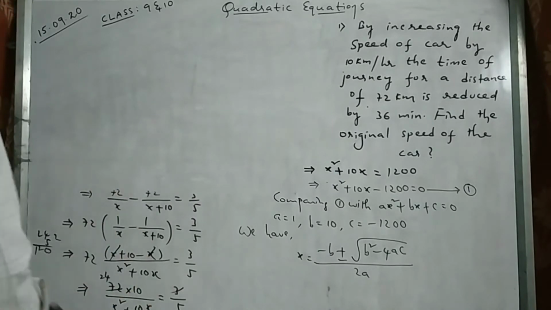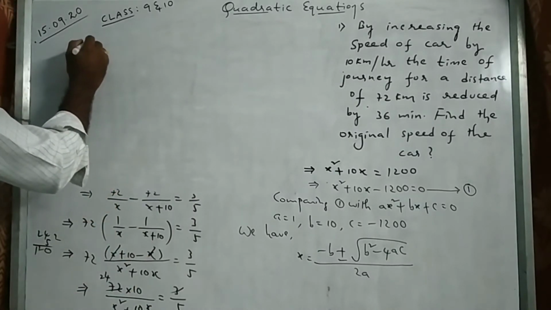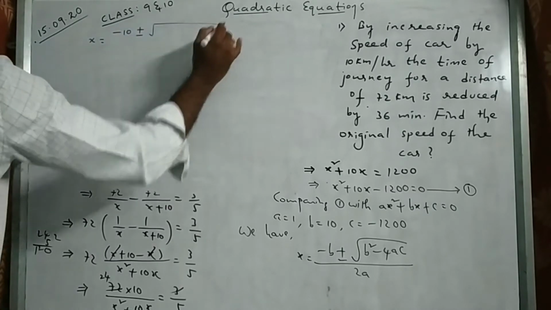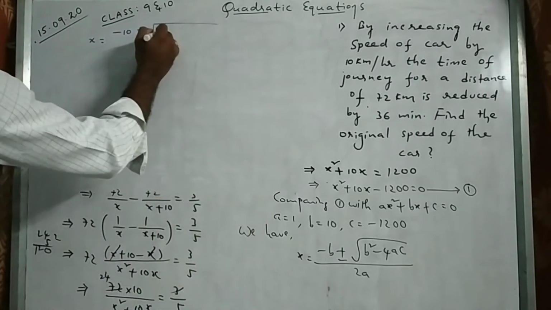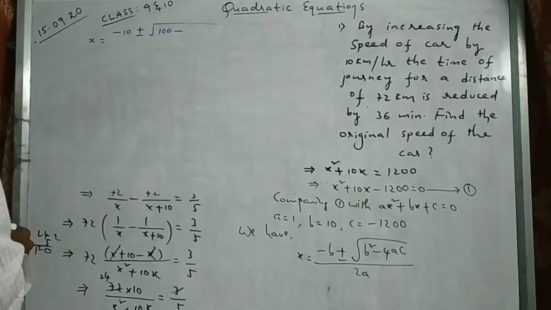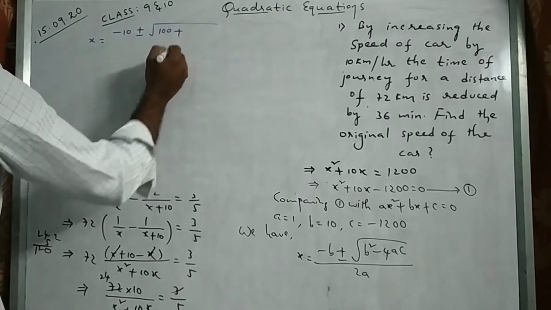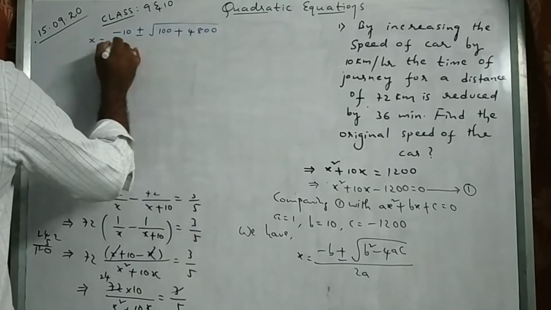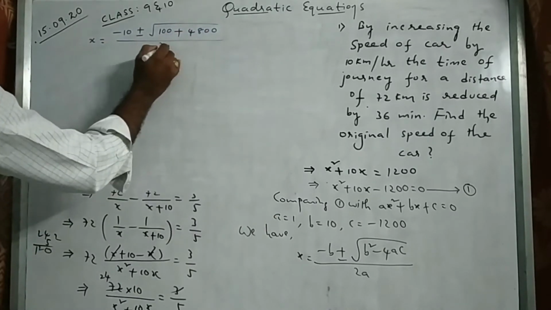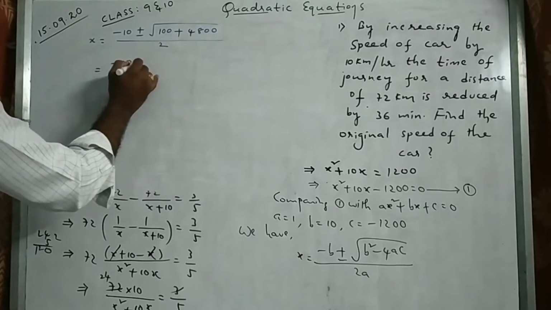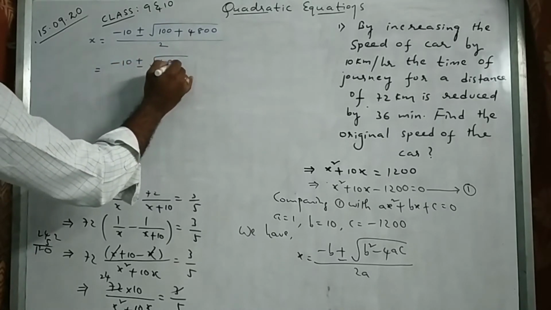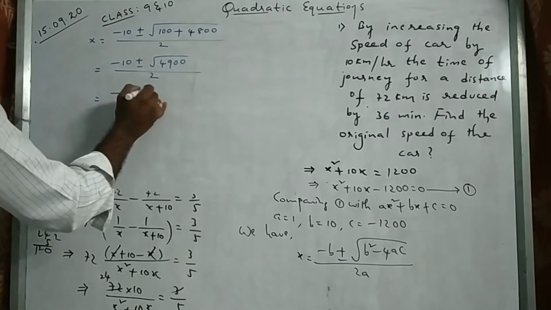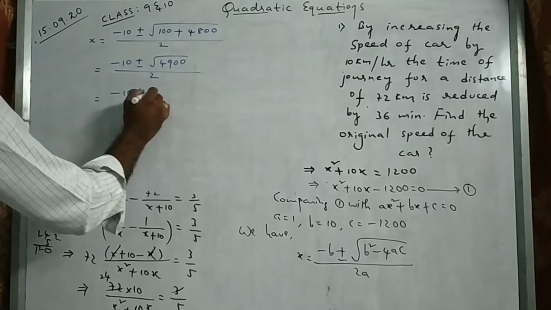So I will write now the values in the formula. x equal to minus b, here minus 10, plus or minus root of b square, 10 square is 100, minus 4ac, that is plus 4 into 12, 4800, upon 2a, that is 2. So minus 10 plus or minus root of 4900 upon 2.